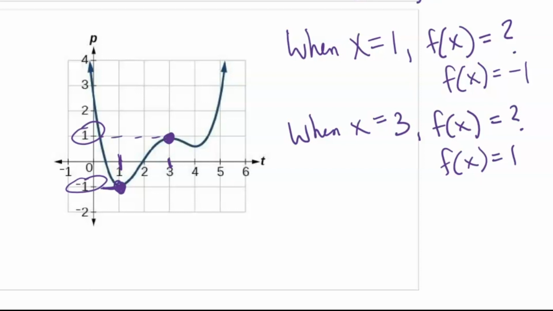And that concludes this video. That was just a brief overview of key features of a graph, how to identify x and y intercepts, maxes and mins, domain and range, and behavior. Just a few different things that are key features of a graph.